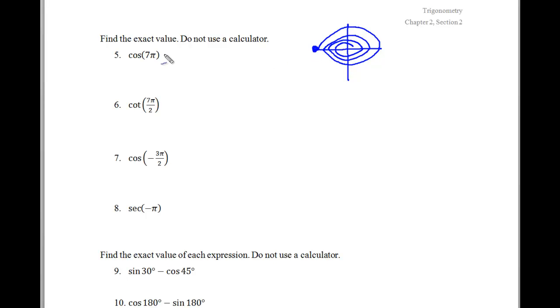So the cosine of 7 pi is asking for, in that location, since cosine is the x, this is looking for this part of that coordinate. So this is going to be negative 1.